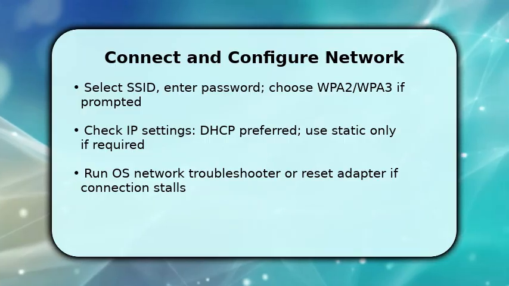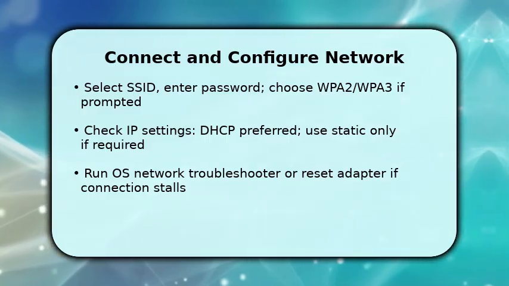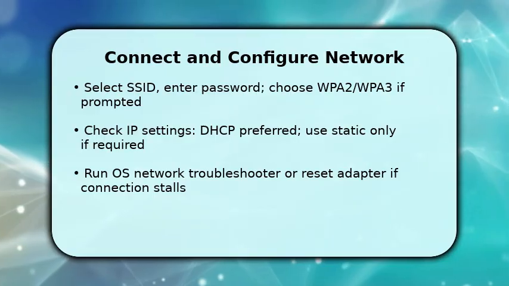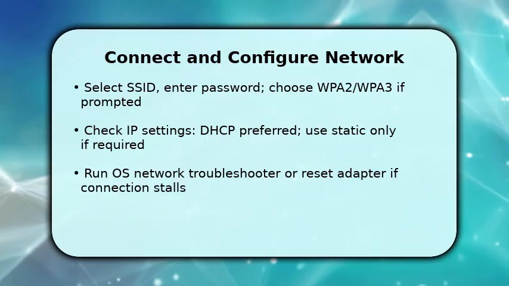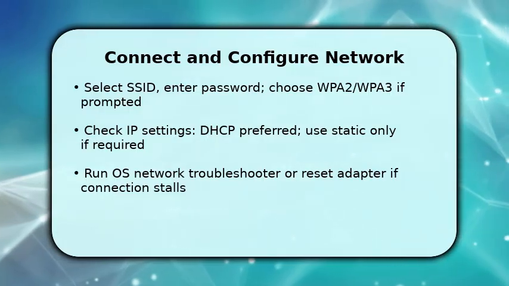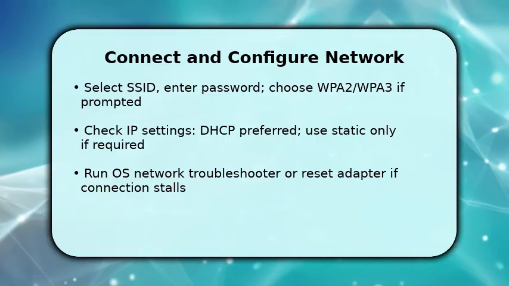If the laptop claims connected but no internet, open network settings and confirm IPv4 is set to DHCP so the router assigns an IP automatically. Change only if you must use a static address. Once configured, test a web page.